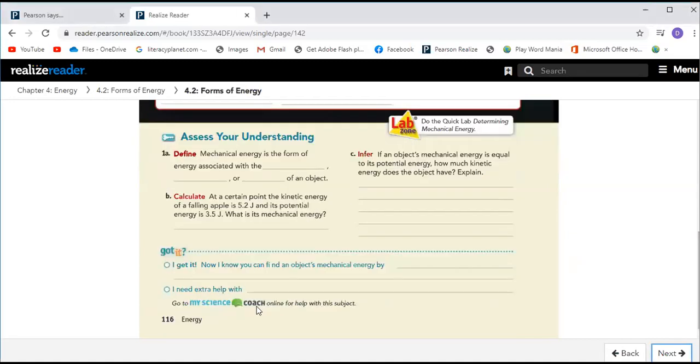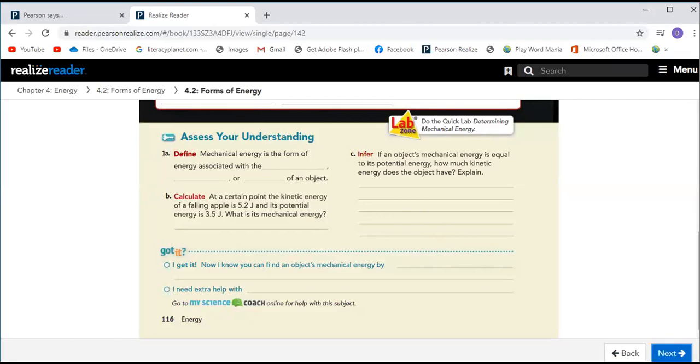Imara, can you answer with me? Now I know you can find an object's mechanical energy by adding what and what? Potential energy plus kinetic energy. Excellent, excellent. By adding the object's kinetic energy and potential energy.